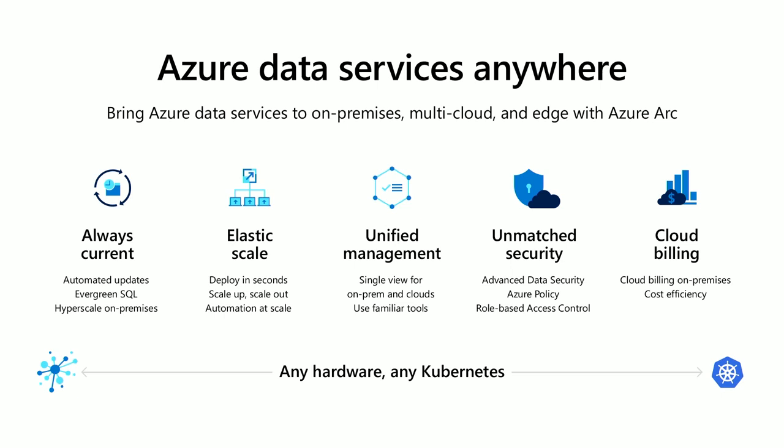Now, in terms of unmatched security, here you get all of the benefits of the SQL engine security features, such as transparent data encryption, always encrypted, row-level security, an advanced role-based security model, and so on. But in addition to that, we're bringing our Azure security services for data as well, called Advanced Data Security. And there's two services that today have only been available up in Azure: Advanced Threat Protection and Vulnerability Assessment.